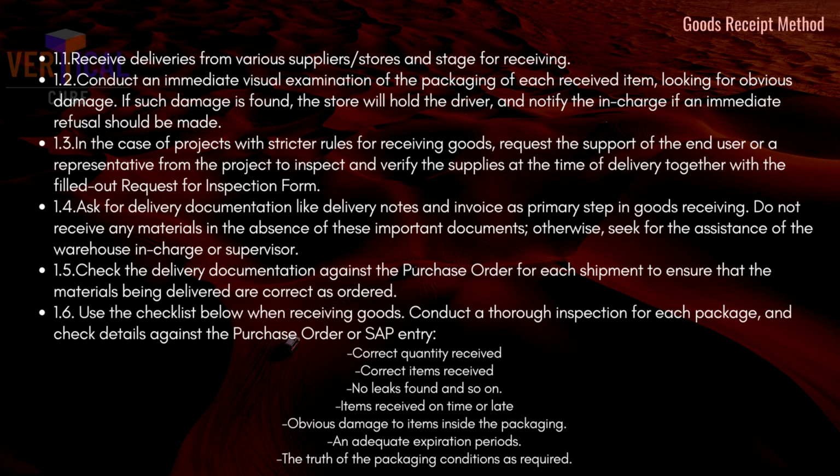1.4. Ask for delivery documentation like delivery notes and invoice as a primary step in goods receiving. Do not receive any materials in the absence of these important documents; otherwise, seek the assistance of the warehouse in charge or supervisor. 1.5. Check the delivery documentation against the purchase order for each shipment to ensure that the materials being delivered are correct as ordered. 1.6. Use the checklist below when receiving goods.